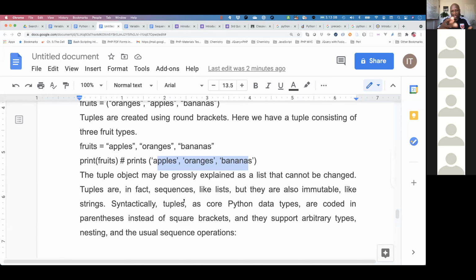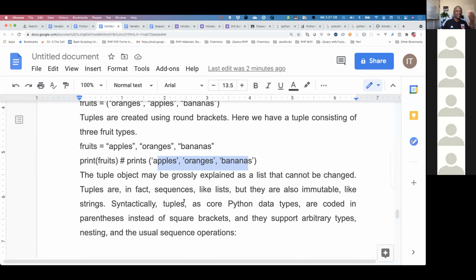Your bank account number, for example, is one of the things you want to put in your tuple. So the tuple object may be roughly explained as a list that cannot be changed. Tuples are in fact sequences like lists, but they are also immutable. Immutable, it cannot be changed, like strings.